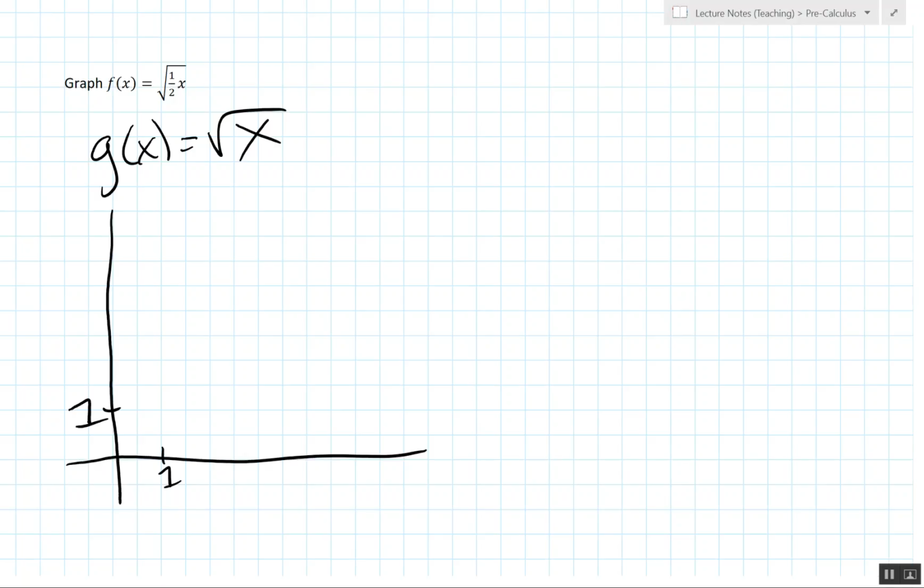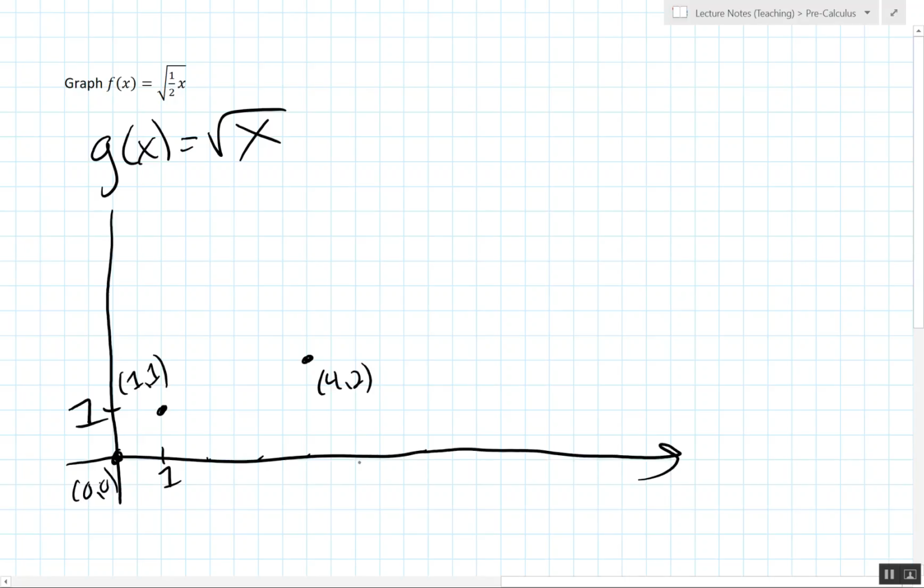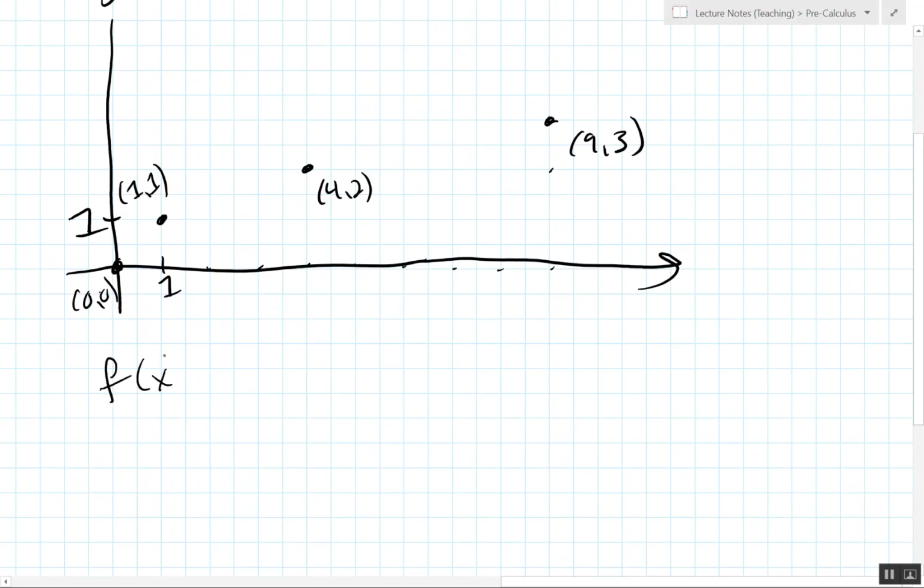So again, we'll have 0, 0. We'll have 1, 1. We'll have 4, 2. And let's extend this out just a little bit more so we can get 9, 3 in here. So 5, 6, 7, 8, 9. Here we go. 9, 3. So now we're going to look at f of x equals the square root of 1/2 x, which is just g of 1/2 x.